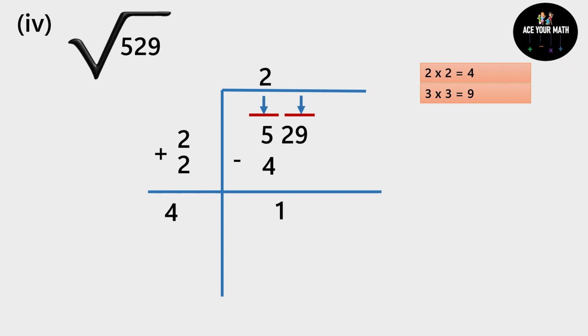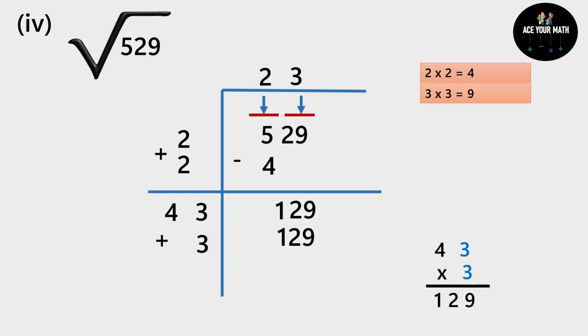Now consider the second group, which is 29. Bring down 29. The new number formed is 129. Now in your practice area, you will try different combinations. Let's say you tried 3 first and you get 129 only. It means you will write 3 at the top and 3 at the side. So 43 threes will give you 129, and you will subtract 129 from 129, and 3 you will add on the left hand side. See, when you subtract, you get 0. And on the left hand side, you can complete the addition. That will give you 46. Okay. So the square root of 529 is 23.